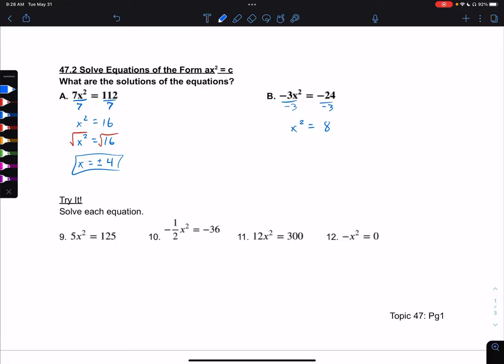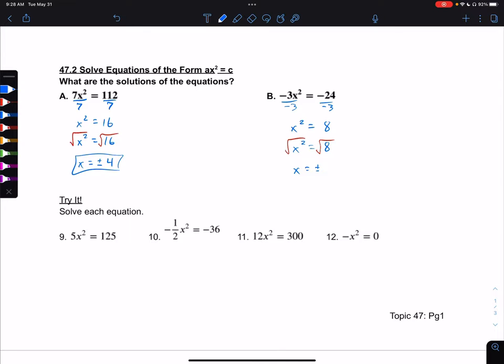So now we can take the square root of 8. So be careful with that. Don't automatically assume that there's going to be no solution. So here, this would be x is equal to, we're going to start with the positive and negative roots. Now, I can take the square root of 8. It's just not a perfect square.